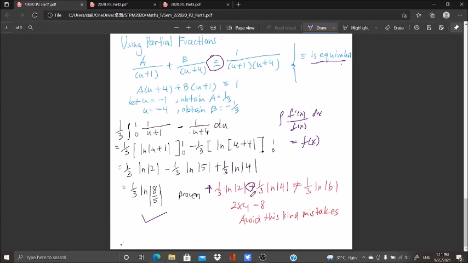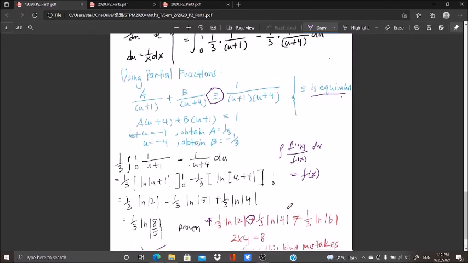And minus in logarithm means divide. If ln 2 minus ln 4, it doesn't mean ln -2. That's invalid. It means ln 1 over 2. So that's valid. Please avoid this kind of mistake, because it doesn't work.